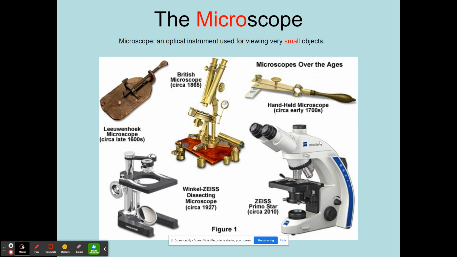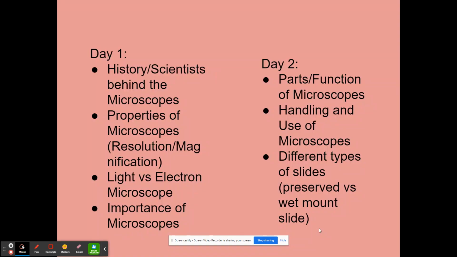If you look here, micro means small. So a microscope is an optical instrument used for viewing very small objects. As you can see, the evolution of the microscope has changed very much over time. Some are very simple, and then as time progressed with our technologies, they get more and more complex. I think that's just a cool little intro slide.